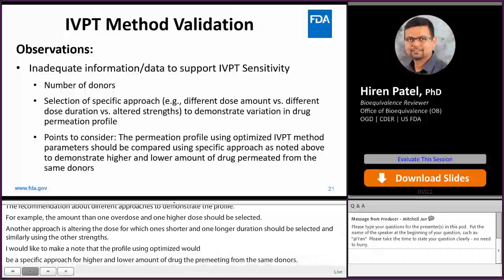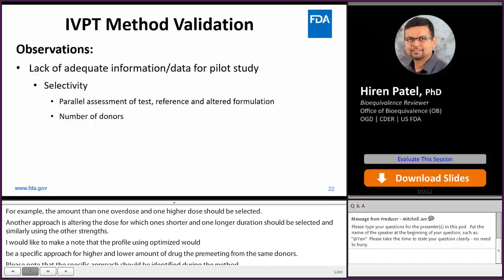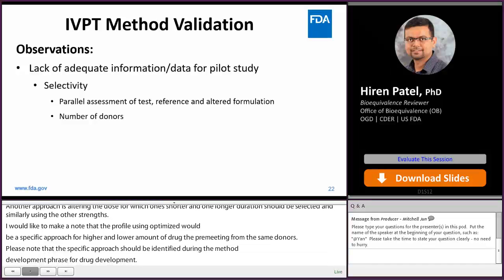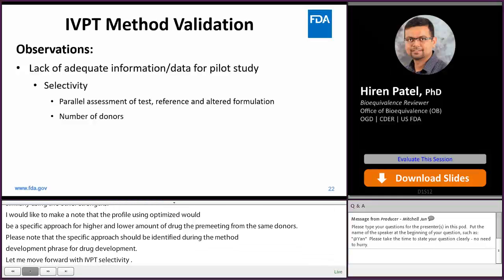Now let me move forward with IVPT selectivity or pilot study. In general, the IVPT selectivity or pilot study should be carried out as a parallel assessment of test, reference, and alter formulation, for which the test and reference product should have similar permeation profile, whereas the reference and alter formulations should have different permeation profiles to ensure that the method is selective and discriminatory.